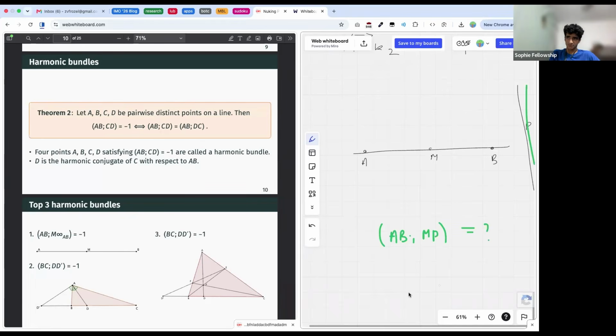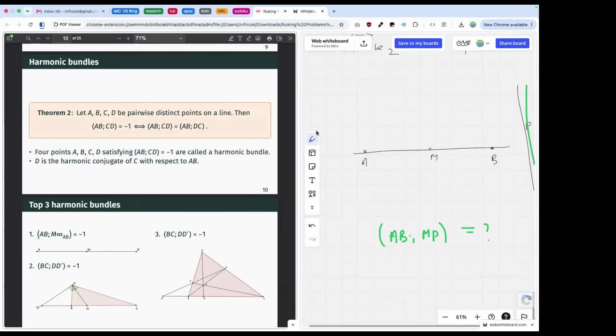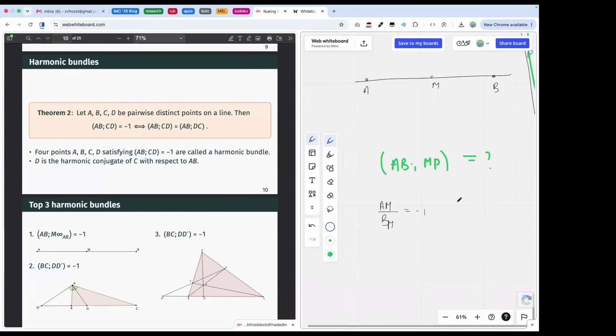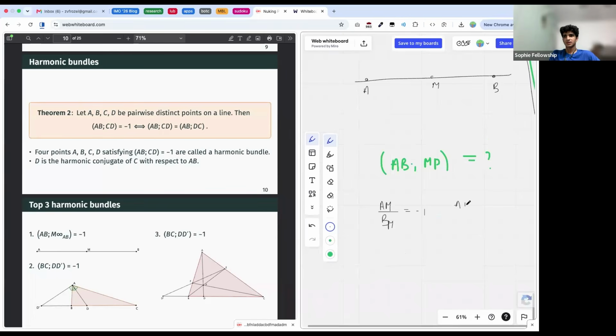Any ideas as usual? We are trying to prove the first thing here. AM by BM is -1, and B infinity by A infinity, that's infinity by infinity, is 1. So we have minus, and AP by BP is 1, and so that's your harmonic bundle.